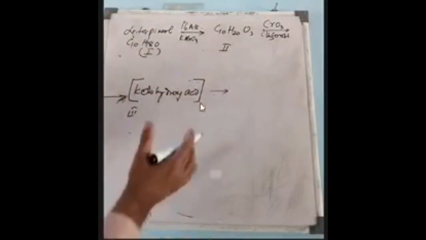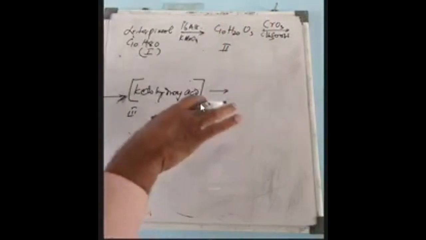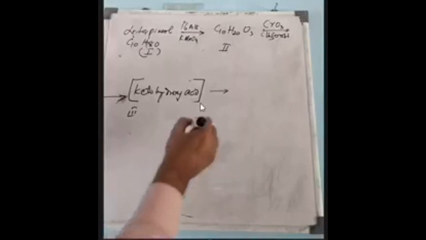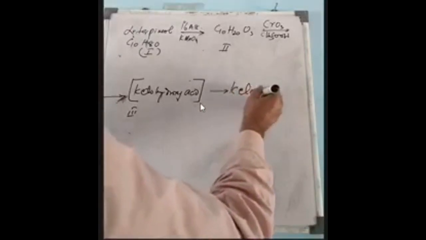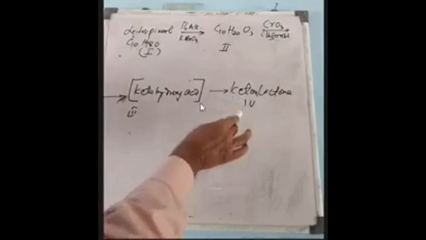And when this third compound was kept for a longer time with the same oxidizing agent, and the reaction proceeded further, then a ketolactone was obtained. We say this is compound number 4. Again, this is the ketolactone. Lactone, you know, is a cyclic ester. Keto means it contains the ketonic group as well as the lactone.